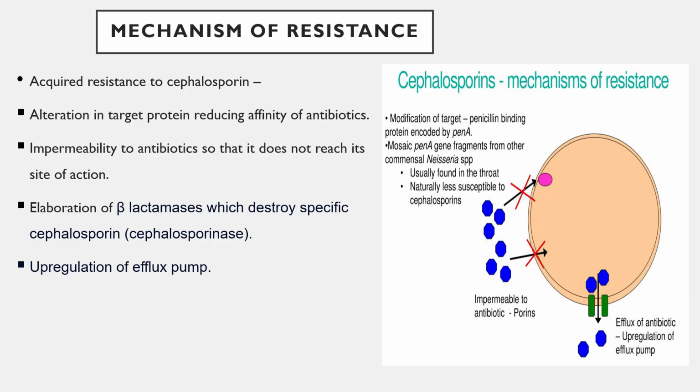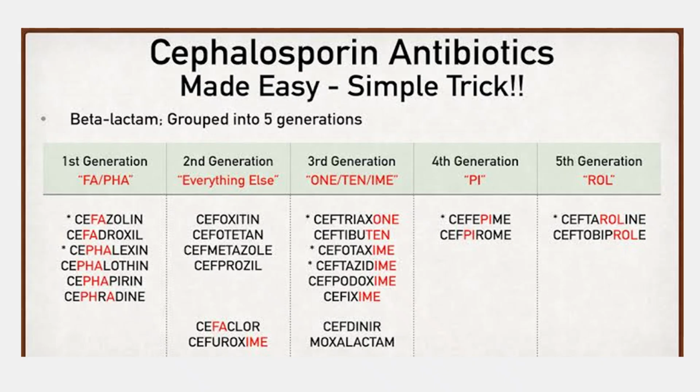Then comes the mechanism of resistance. The acquired resistance to cephalosporin includes alteration in target protein, reducing the affinity of antibiotics; impermeability to antibiotics so that it does not reach its site of action; elaboration of beta-lactamases, which destroy specific cephalosporins; and upregulation of efflux pump. So here is a simple trick to remember the cephalosporins.